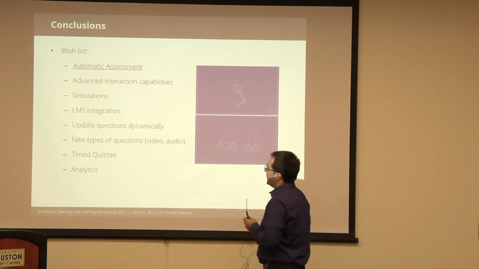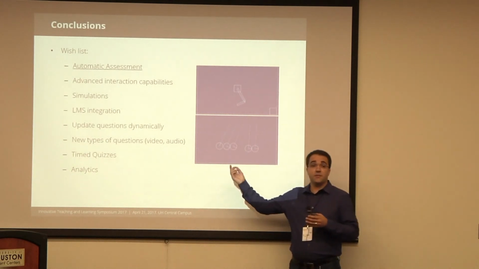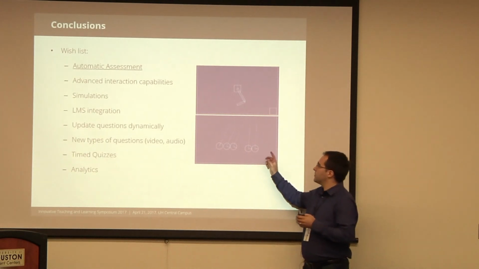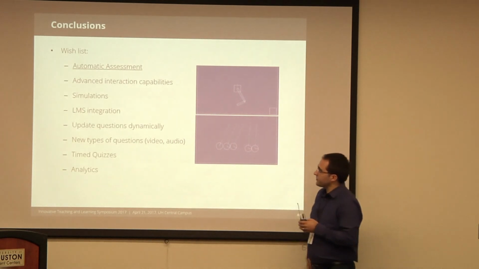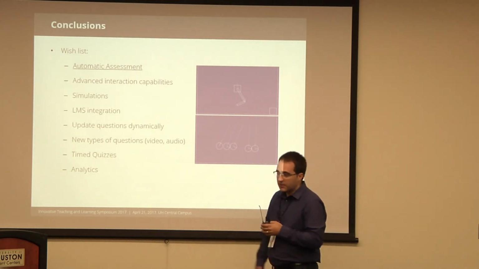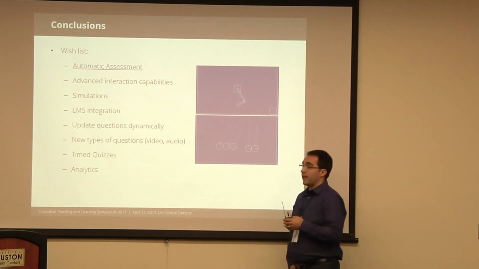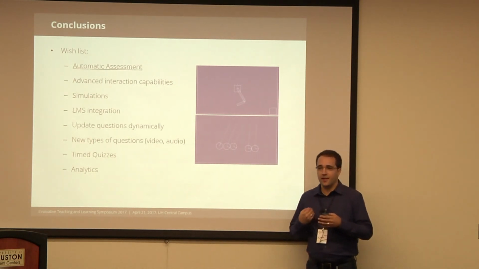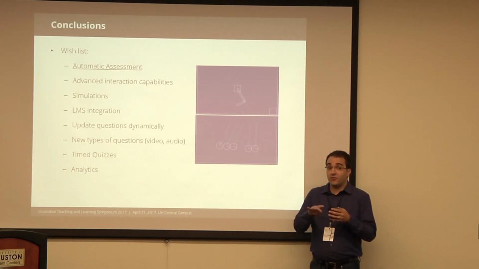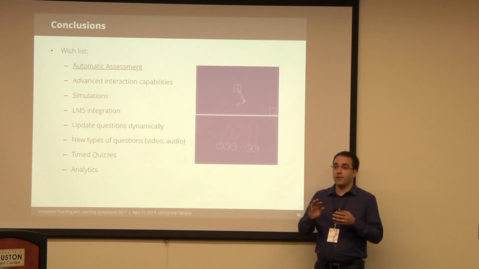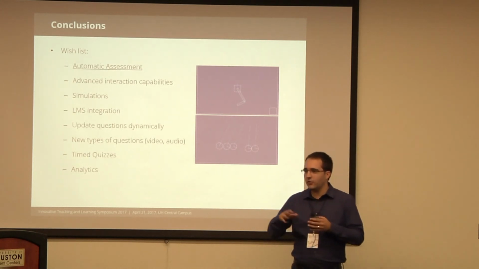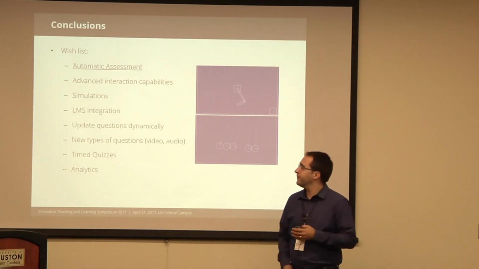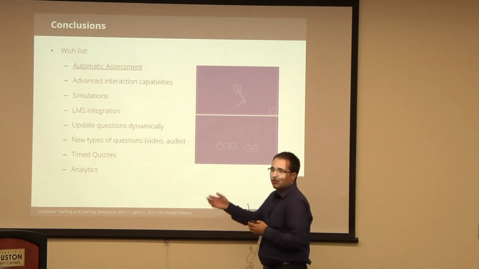Advanced interaction capabilities. It would be nice to see, for example, for physics simulations, what happens when you change the mass of this object, or when you change the distance, or whatever. Integration with learning management systems. Update questions dynamically. It would be nice if I could, as an instructor, change the questions in their ebooks. So next time they open their iBook and go to take the quiz, they have a different question every time, right?